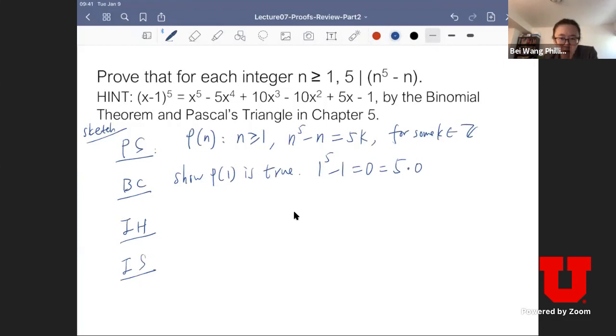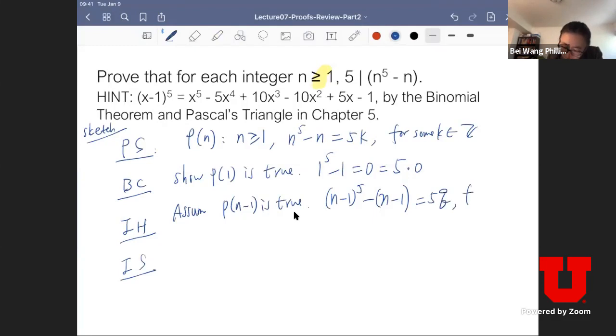Yes, so your base case here is starting from the first integer that is non-zero, right? So you have to start with this. So of course, the base case is 1. All right. So now what is my induction hypothesis? The hypothesis is going to say, assume P of n minus 1 is true. What does this mean? This means (n minus 1) to the power 5 minus (n minus 1) is going to be divisible by 5. So we are going to say this is equal to 5q for some integer q, okay?